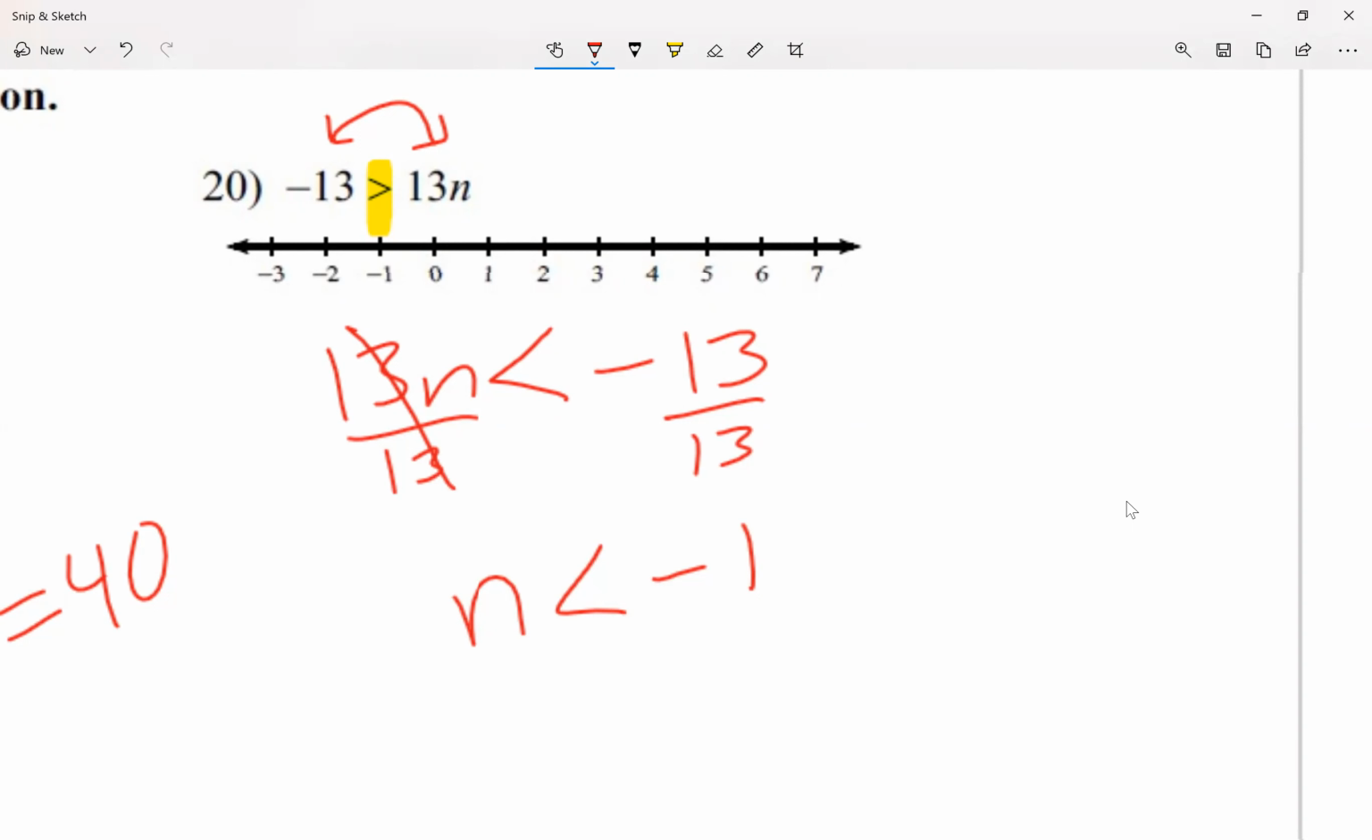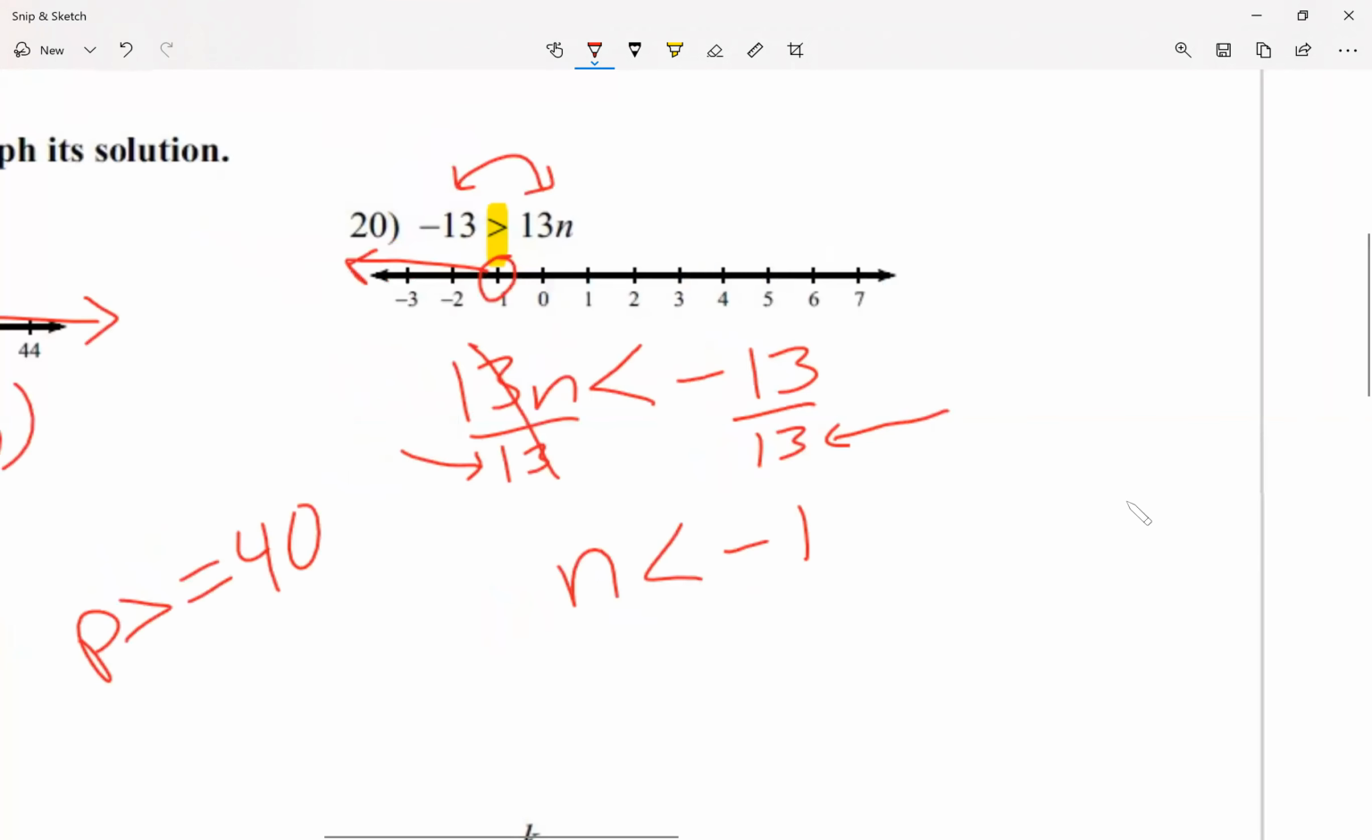I didn't switch the sign because technically, I'm looking at the number at the bottom. Technically, I divided by a positive. My answer is negative, but I divided by a positive 13. So that's why I did not switch the sign. All right, so if I'm solving n less than negative 1, I'm good. If I'm graphing, I'm going to do a circle at negative 1. It is an open circle, because my inequality sign does not have the or equal to part. My inequality looks like it's pointing to the left, so I go to the left. There we go.